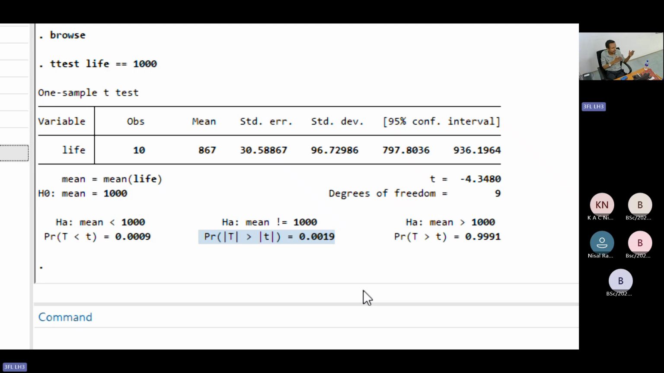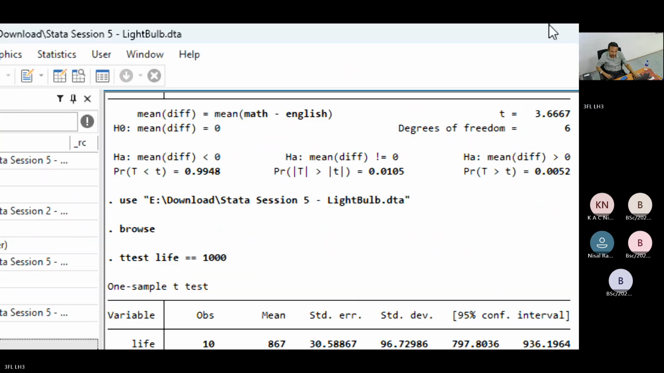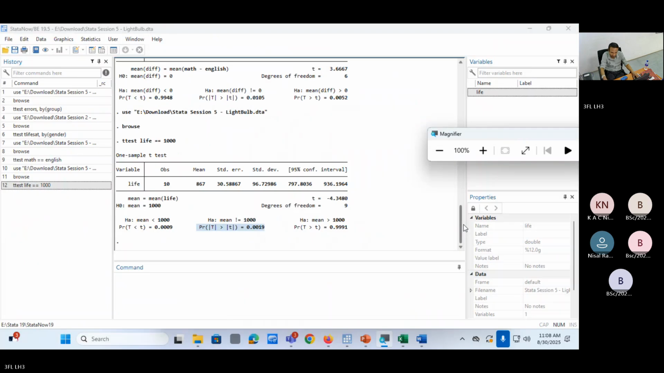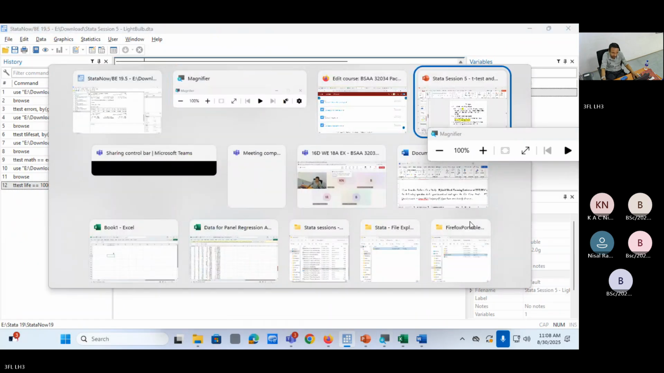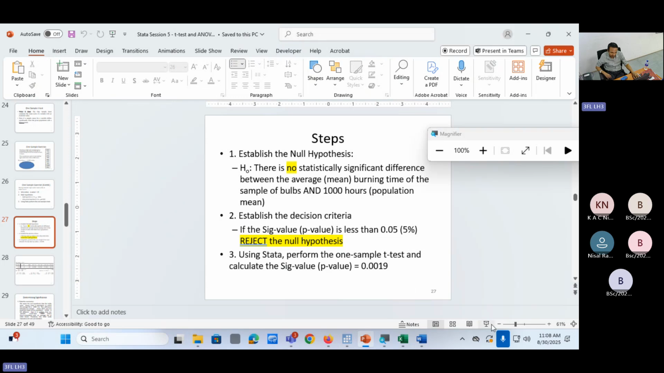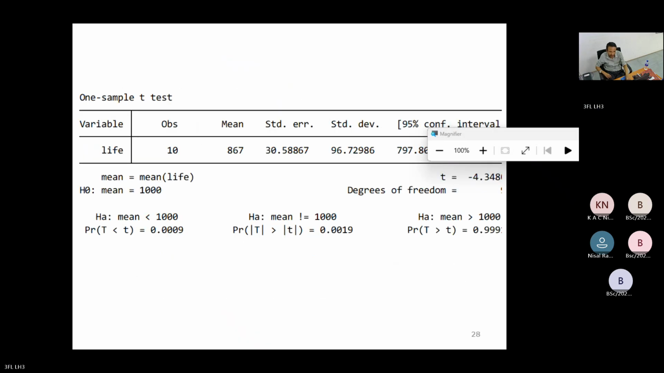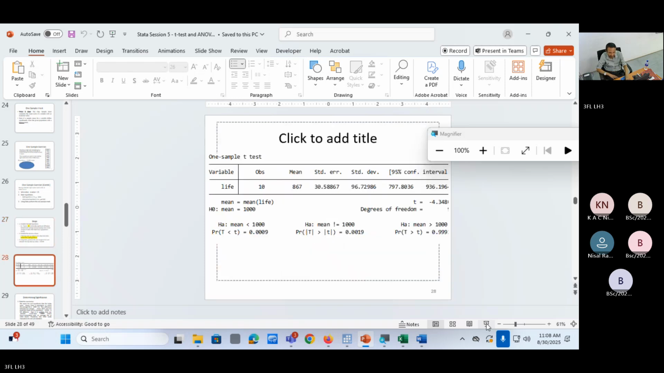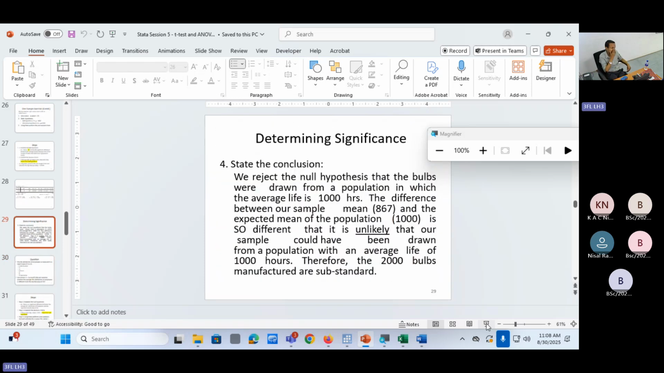Is 0.0019 less than 0.05? Yes, indeed. So what are you going to do to your null hypothesis? Reject it, because the decision criteria says less than 0.05, reject it. So you take down this value, 0.0019. And then you come to the conclusion.